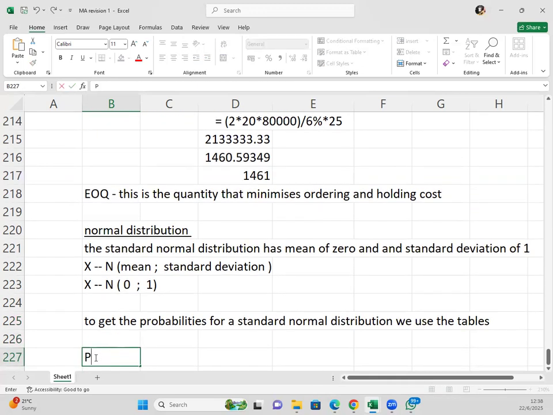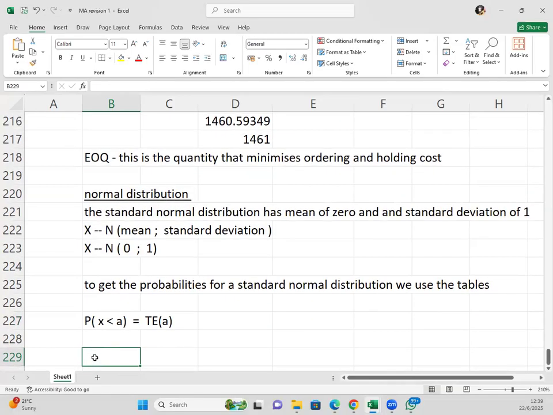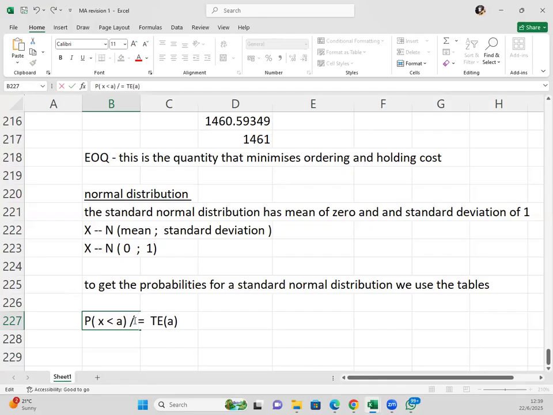If they ask what is the probability that X is less than a certain number, let's just call that number A, you go to the tables and simply get the table entry A. If it's less than, you go to the tables and get the value of A. And less than is the same as greater than negative.